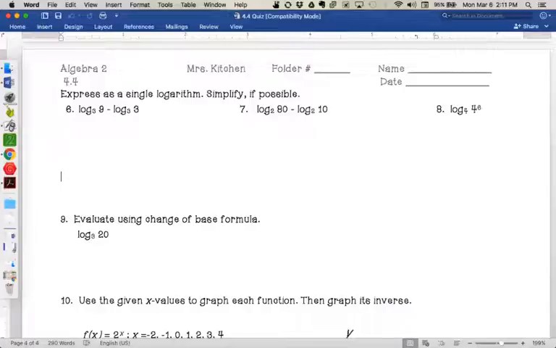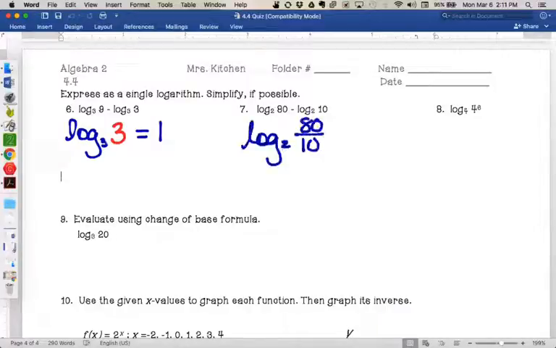Okay, number 6, express as a single logarithm. All right, so when you're subtracting logarithms, you're going to actually divide. So I'm going to get 9 divided by 3, which is 3. And notice it says simplify if possible. So the question is, what exponent can I put on 3 that equals 3? And the answer is 1. Number 7, again, since it's subtraction, I'm going to rewrite this as a division problem. I can simplify that to 8. And I can simplify again because what exponent can I put on 2 that reaches 8? And the answer is 3.